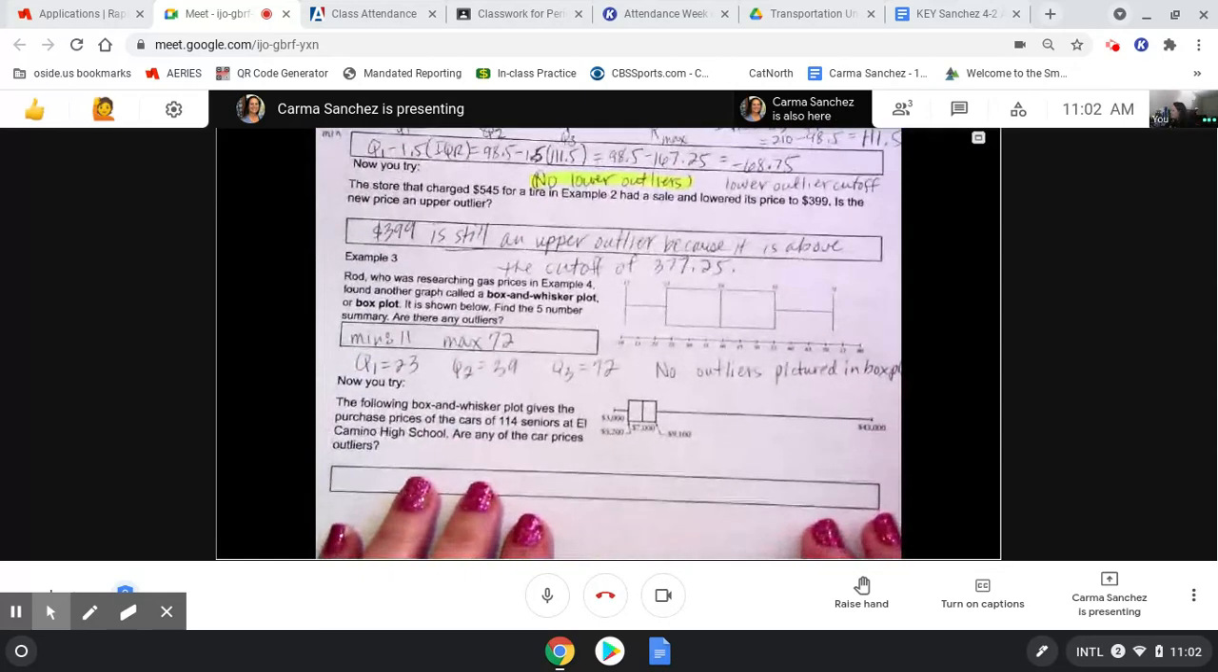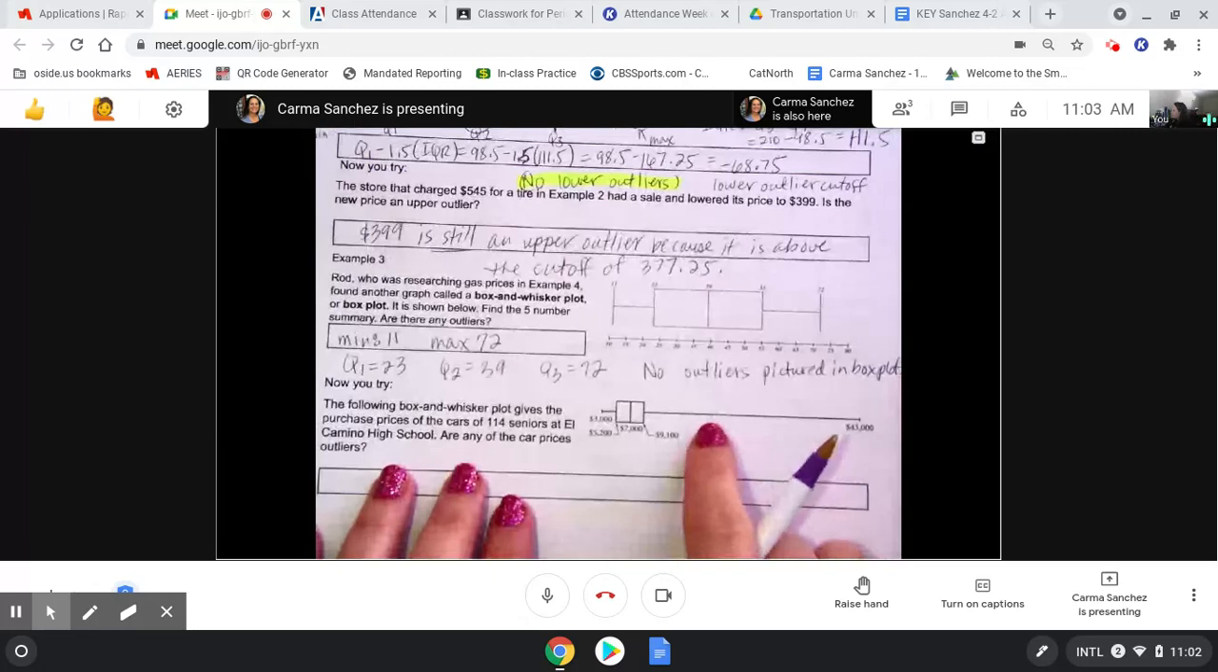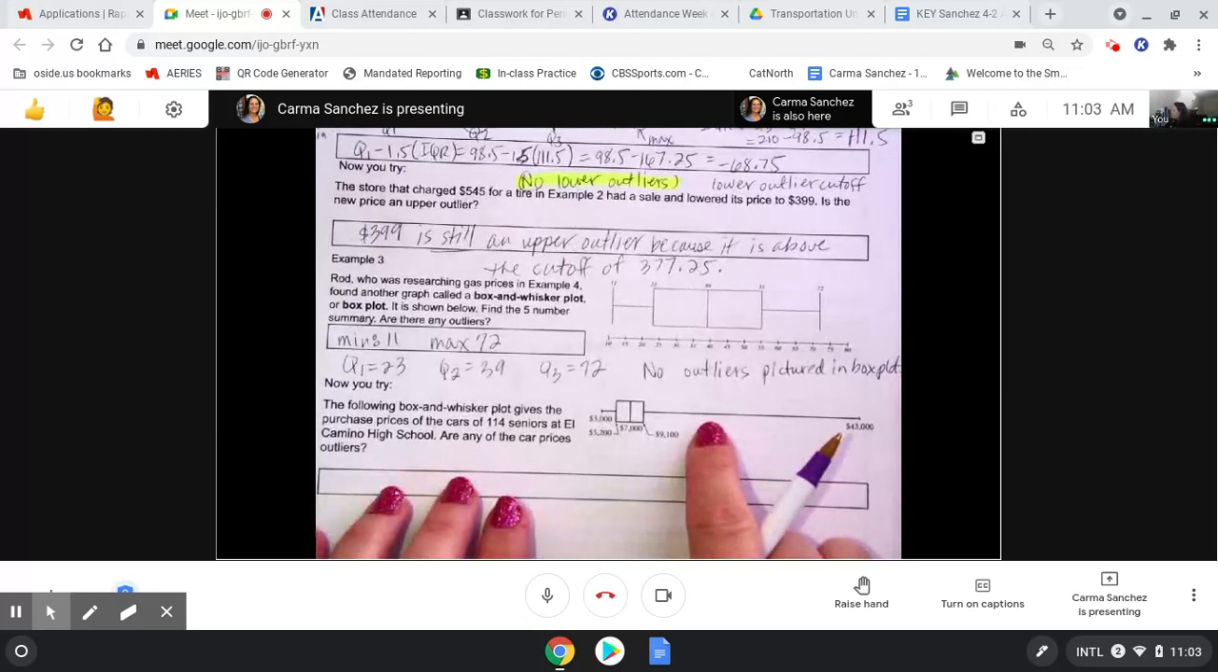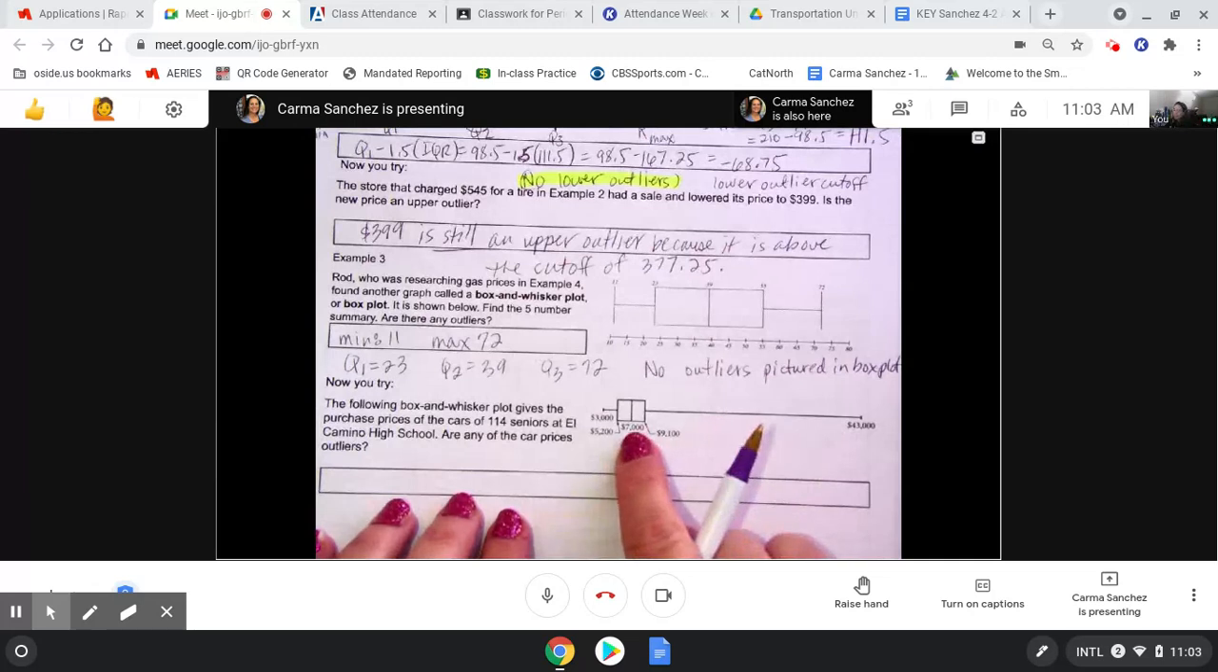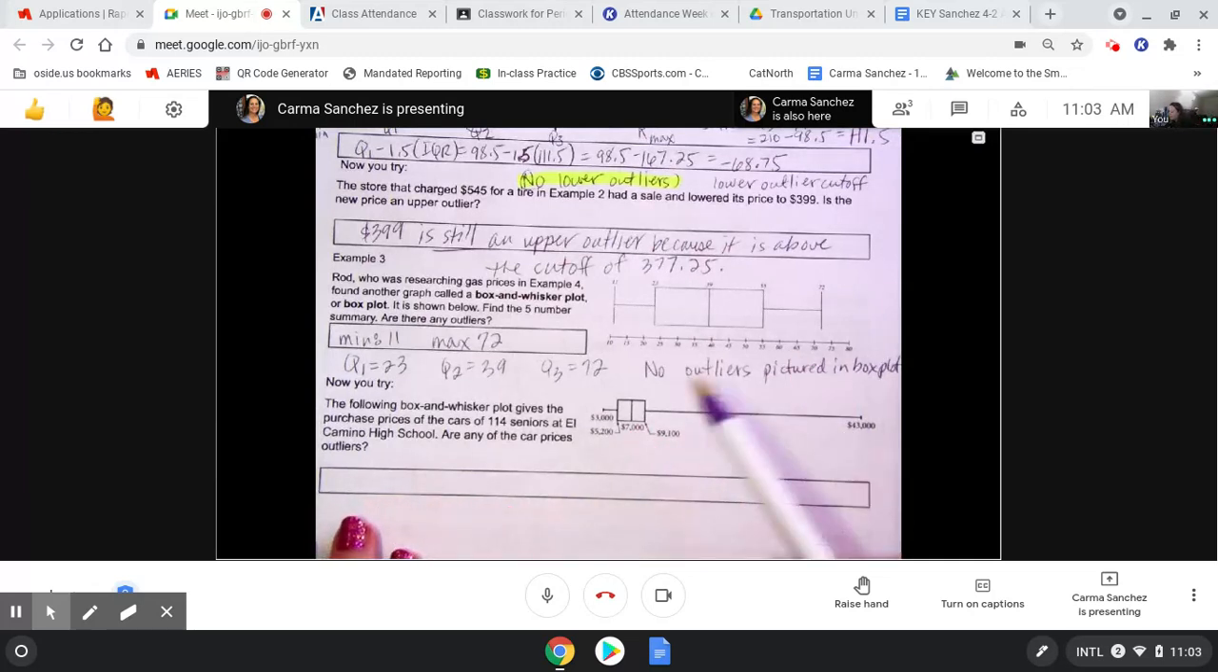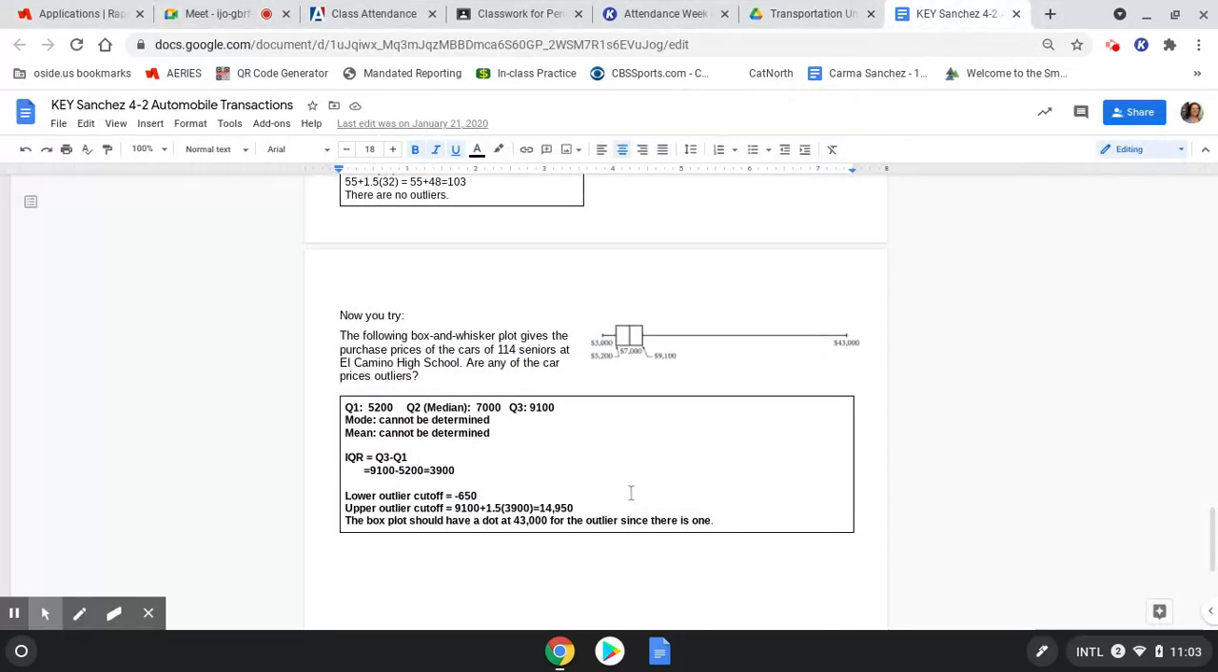Okay, last example. The following box and whisker plot tells you the purchase price of cars of 114 seniors at El Camino. Are any of the car prices outliers? And so this down here looks like the minimum of 3,000 and the maximum of 43,000. And so I'm actually going to just transfer over to the key here real quick so you can see the math. So on this example, check this out. The lower outlier cutoff actually calculates to negative 650, and the upper outlier cutoff actually calculates to 14,000. So the box plot should have had a dot at 43,000 for the outlier since there is one.